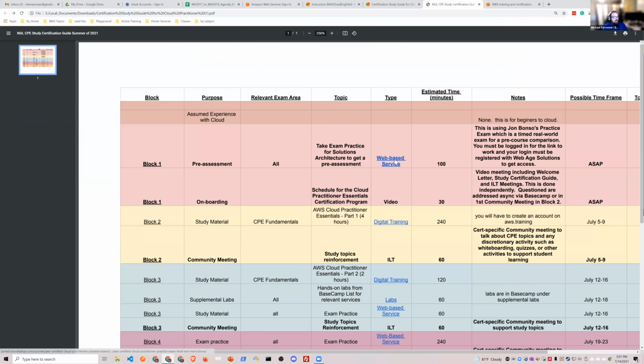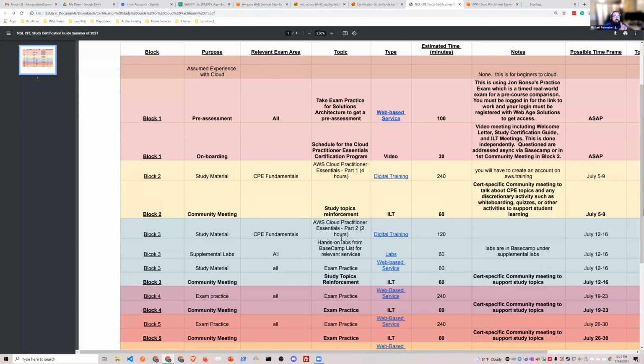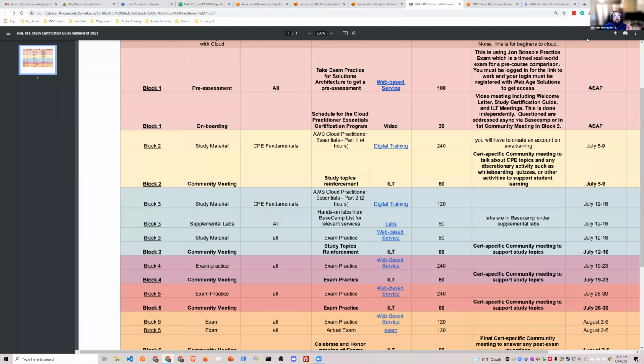And then I want to talk about how to use the exam questions, because I posted something in Basecamp to this effect, but I know that some people have had some questions, so I just want to make sure I'm being very clear.